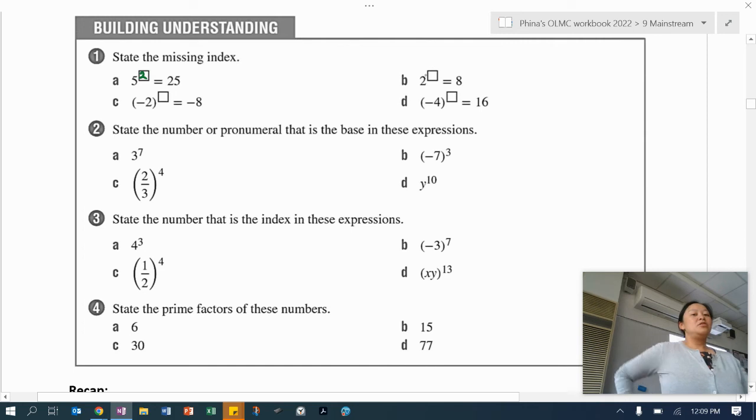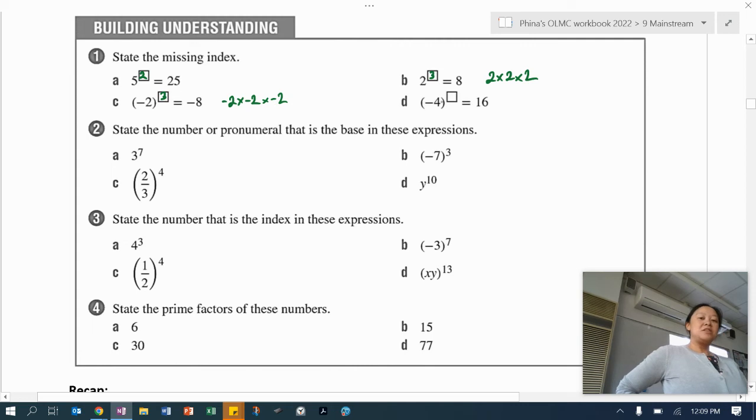Then the next one, 2 to the power of what makes 8? 3. So what that means is 2 times 2 times 2. So 2 multiplied by itself 3 times makes 8. So 2 times 2 is 4, and then times that by 2, that's 8. This one here, negative 2 to the power of what makes negative 8? So negative 3. So what that means is negative 2 times negative 2 times negative 2. So negative 2 times negative 2 is positive 4. Positive 4 times negative 2 is negative 8.